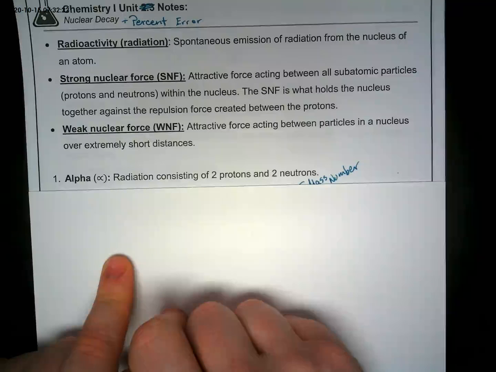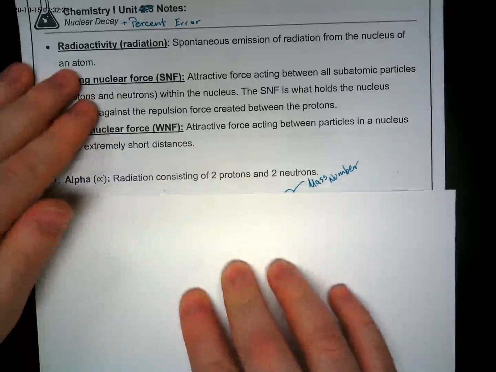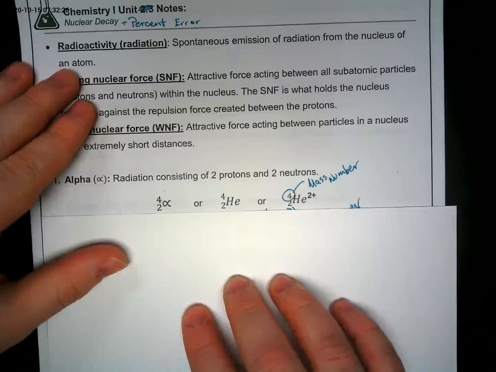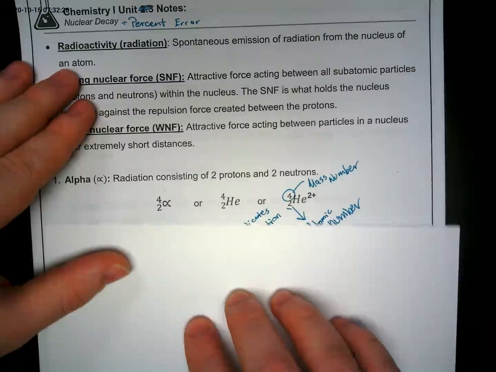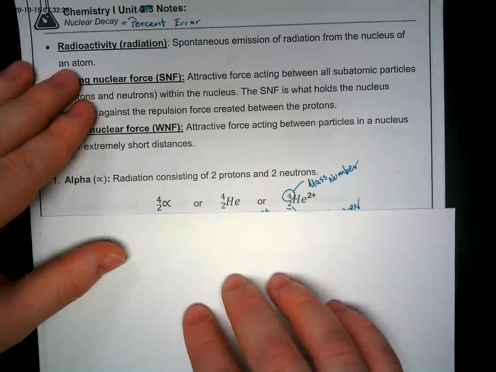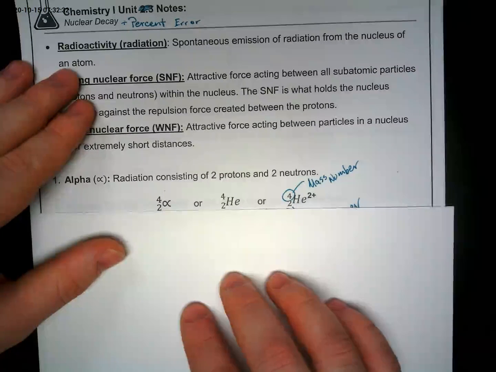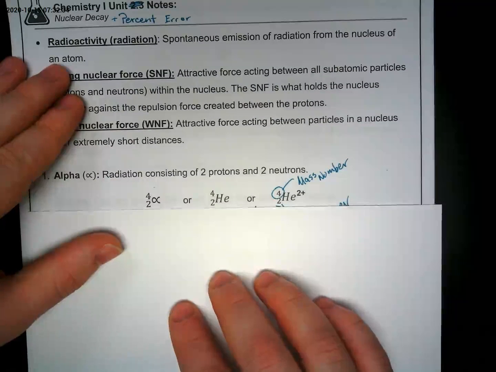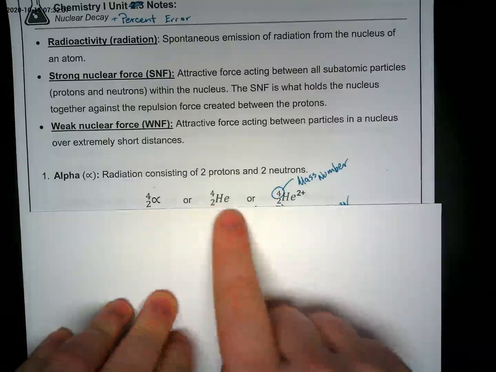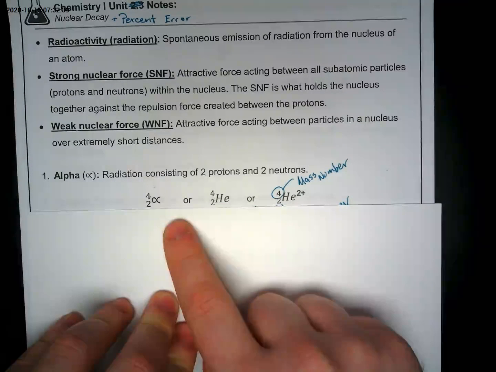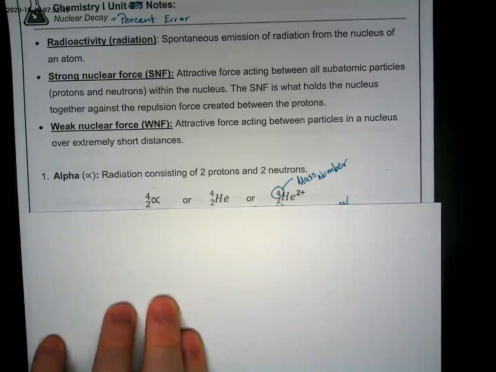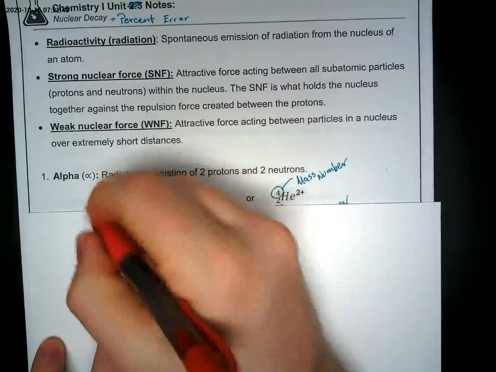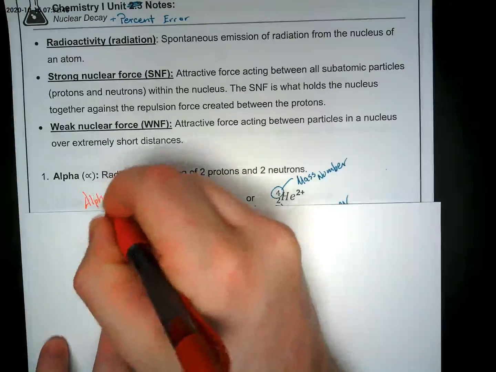Well, let's look at how we can break this down. First we have to denote this little thing right here. And excuse my other notes in here, but I'll make a mention of these. Each of these is how we denote the alpha particle. That's what these three are. These are our alpha particles. That's what they're referred to as.